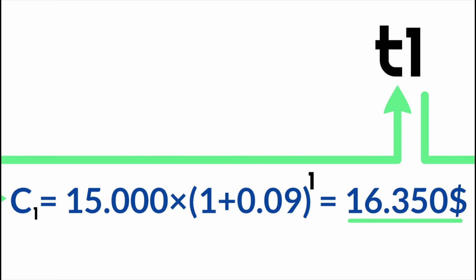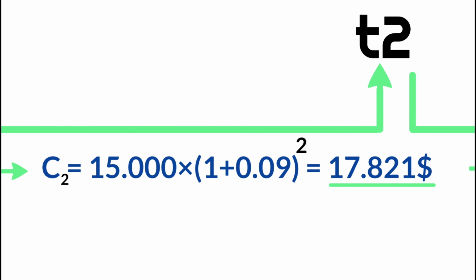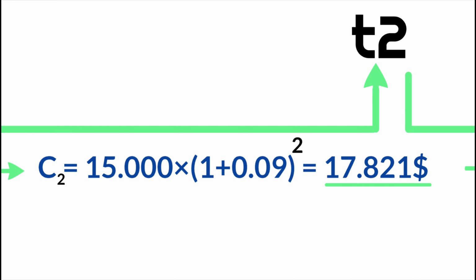After 1 year, the capital would already grow to $16,350. To see how much the capital grows after 2 years, they calculate $15,000 times 1 plus 0.09, where 0.09 is the interest rate, raised to the power of 2. This results in a capital amount of $17,821. However, for this example, the relevant investment period is 3 years.